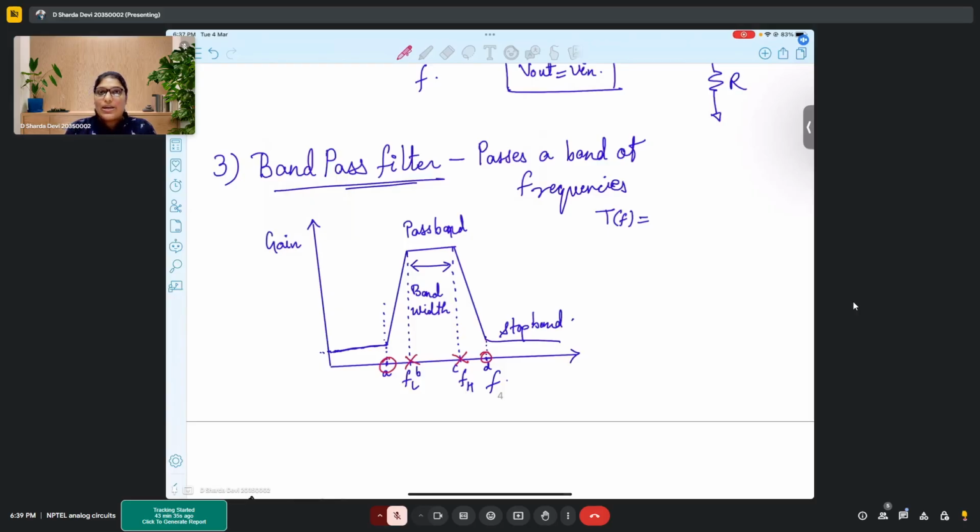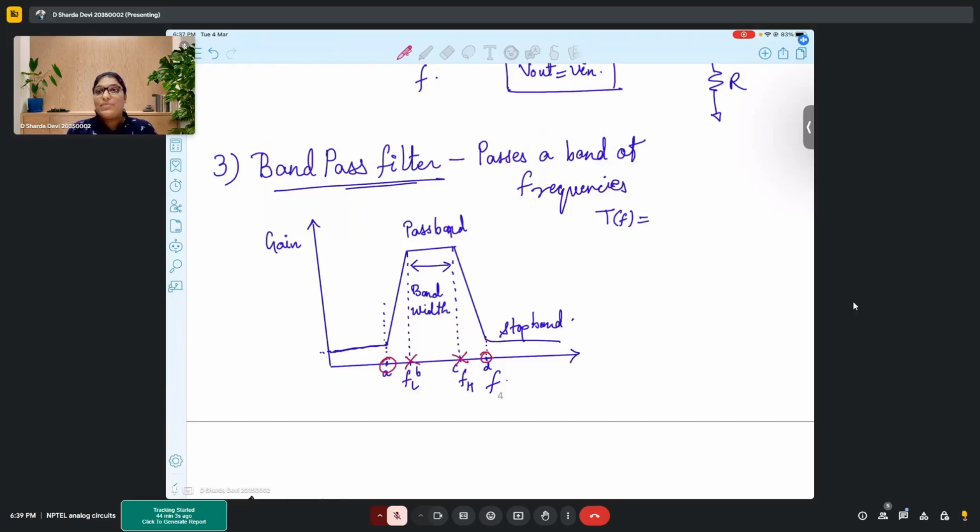So if I talk about the orders, for a first order band pass filter, you would need 2 poles and 1 or 2 zeros. And we have discussed this earlier that depending on the power of the denominator, we call it the order of transfer function. So since I have 2 poles, that means it would be S square. So the order is 2.